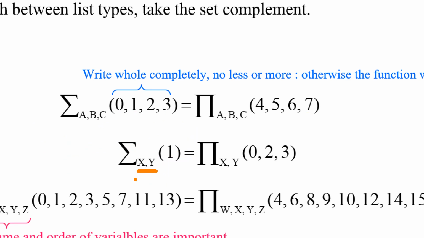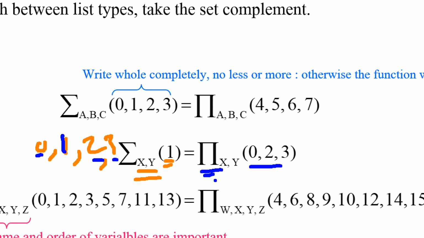And for these 2 variables, all possible values in decimal of the 2 input variables are maybe 0, 1, 2, 3, right? But it will be 1 when the value is 1, right? That means input values 0, 2, 3 make the function 0, right, in this representation.